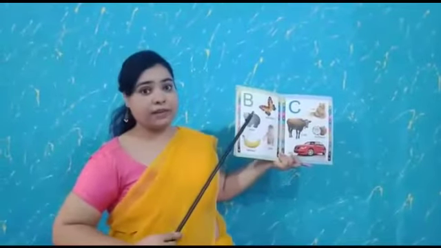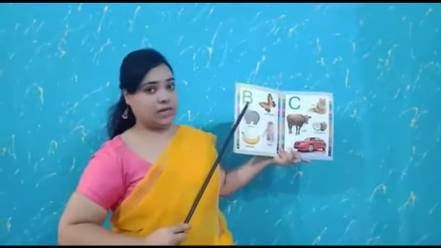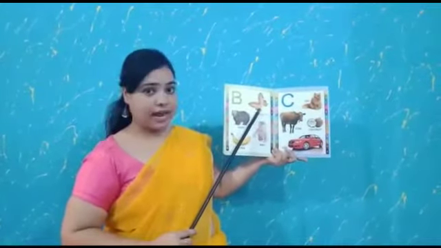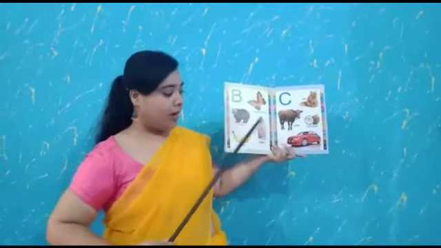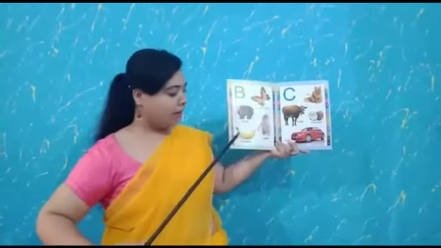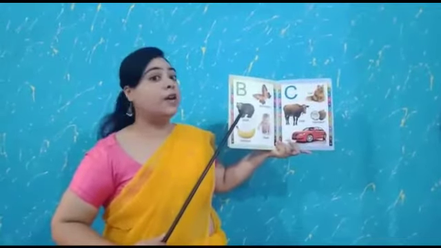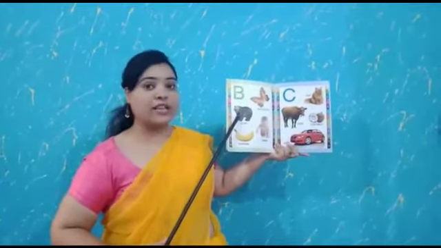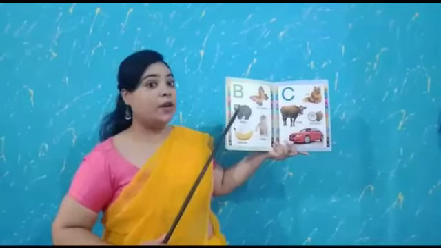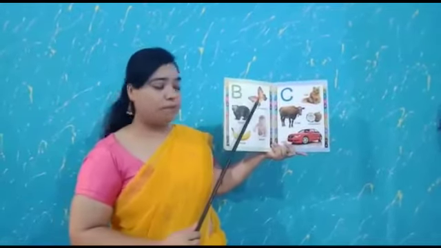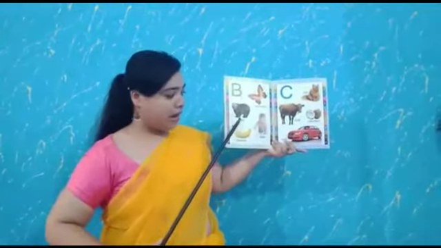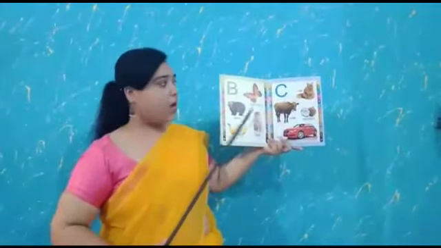Which is this alphabet? B. B for butterfly, bear, baby, banana. Boys, this is pronounced bear, not bear. The correct pronunciation is bear. So, B for butterfly, bear, baby, banana.